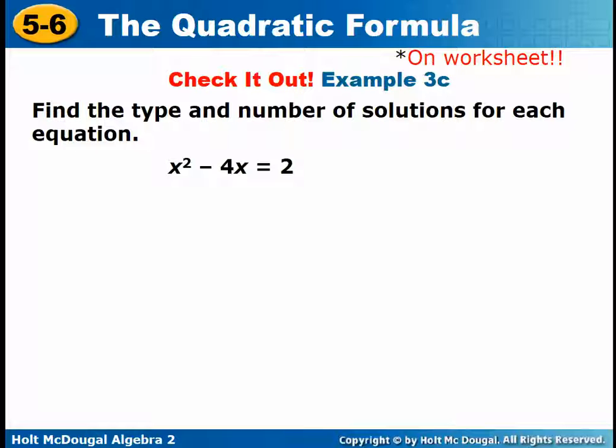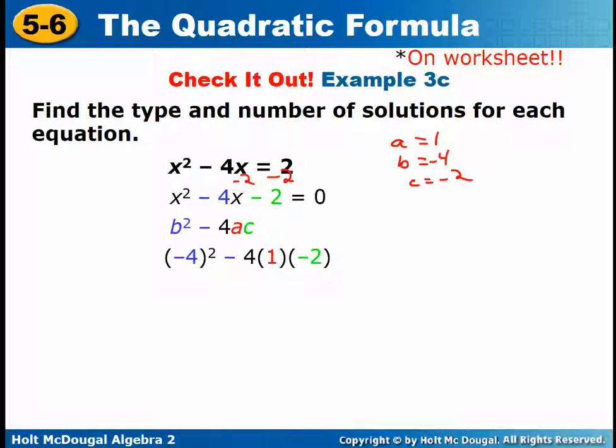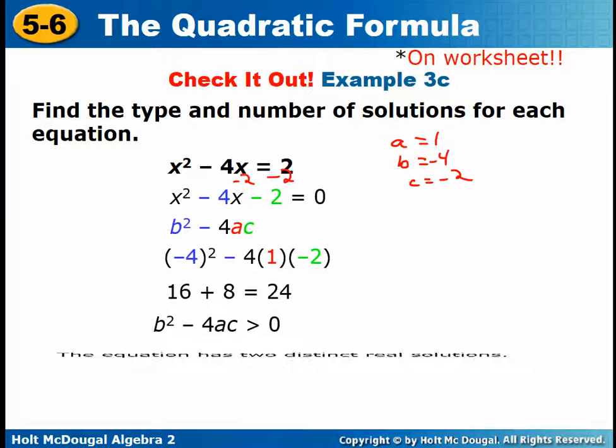All right, here's an example that's from your worksheet. Again, you need to write it in standard form. So subtract 2 from both sides, set it equal to 0. A is going to be 1, B is going to be negative 4, and C is going to be negative 2. Plug those into the discriminant, b squared minus 4ac. So we'll have negative 4 squared minus 4 times 1 times negative 2, which is negative 4 times 1 is negative 4 times negative 2 is plus 8. So 16 plus 8 is 24. That's a positive number. So you will have two real solutions.